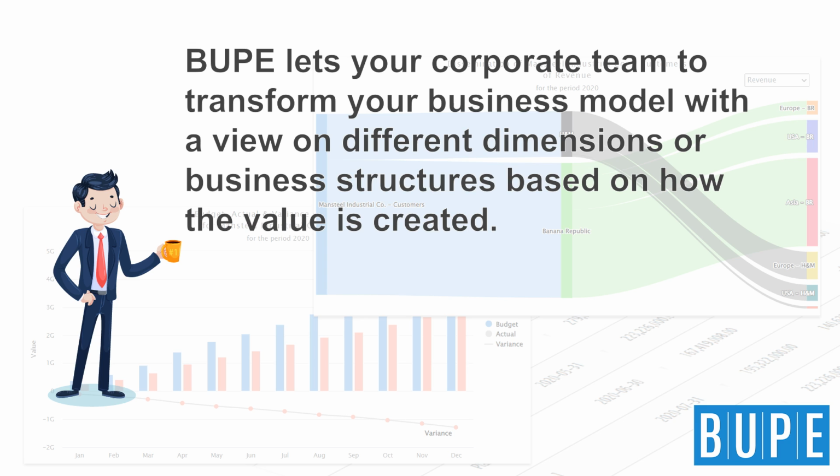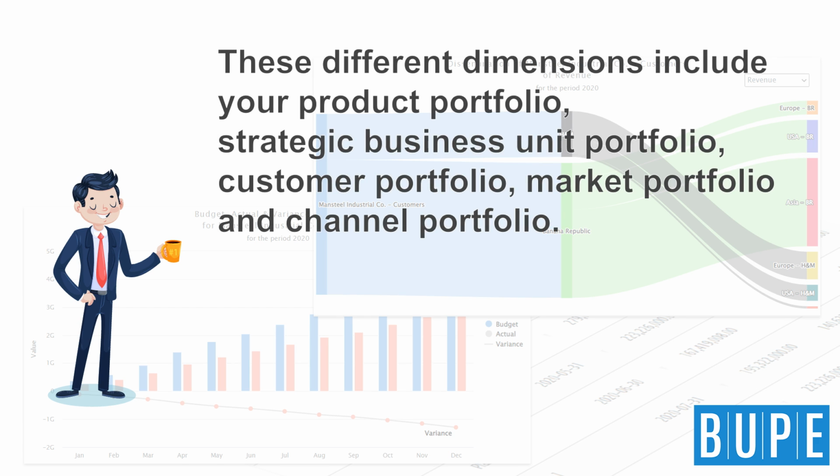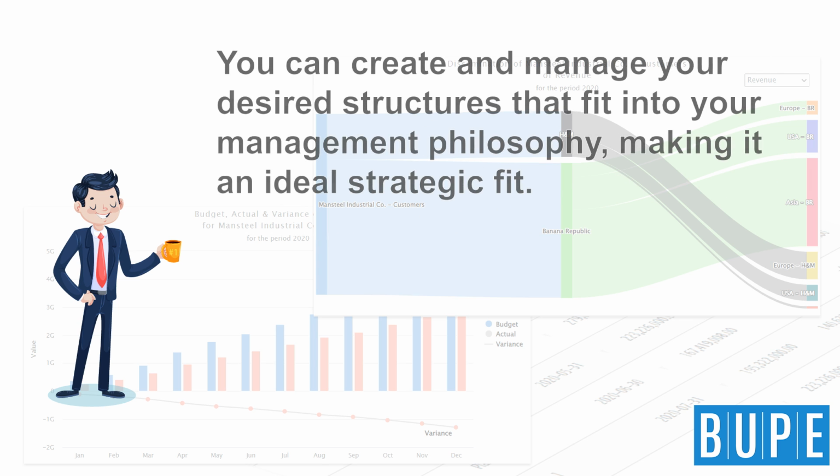BUPE lets your corporate team transform your business model with a view on different dimensions or business structures based on how the value is created. These different dimensions could include your product portfolio, strategic business unit portfolio, customer portfolio, market portfolio, and channel portfolio. Under each of these, you can create and manage your desired structures that fit into your management philosophy, making it an ideal strategic fit.